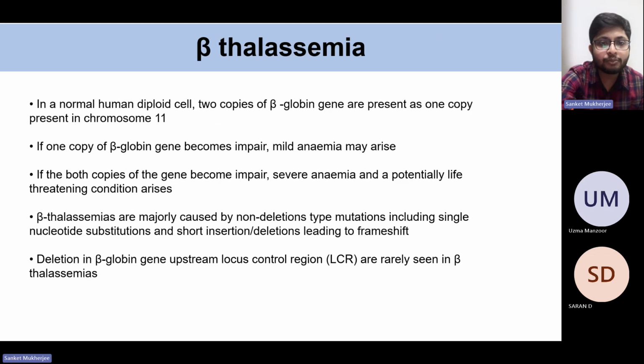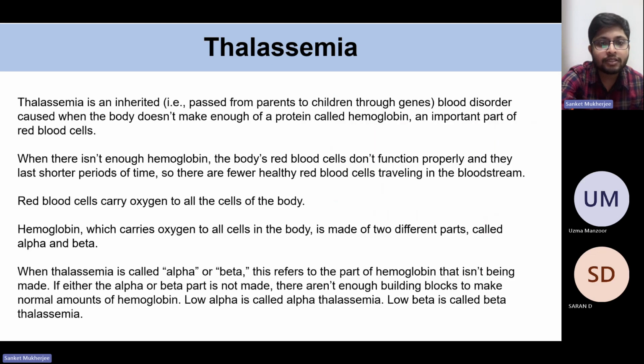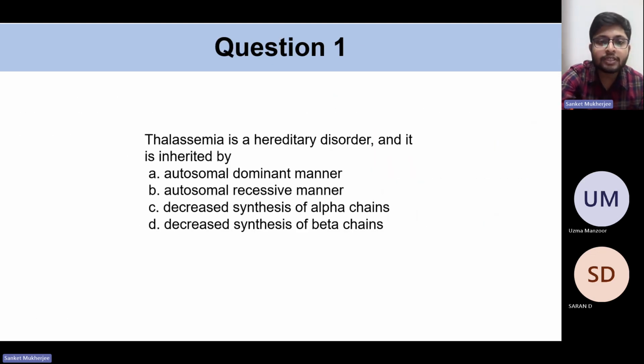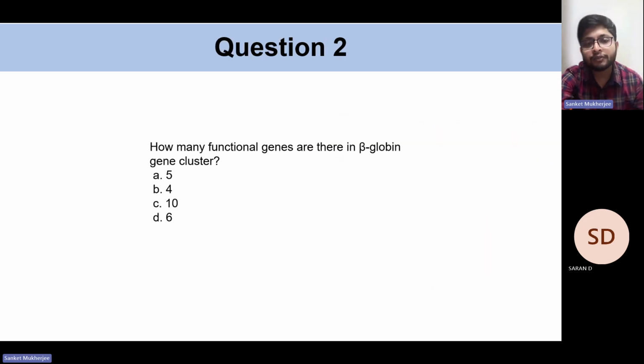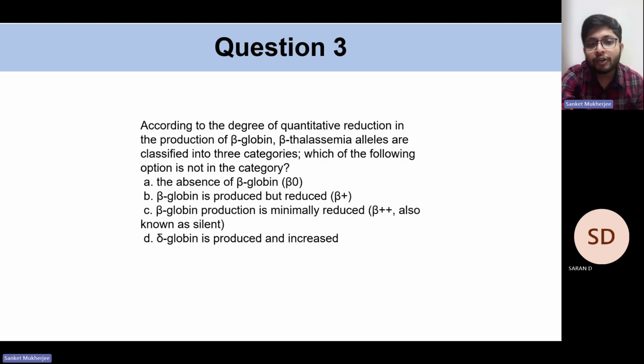Coming to question number 1: thalassemia is a hereditary disorder and it is inherited in an autosomal recessive manner. Question number 2: the functional genes in the beta globin gene cluster. There are 5 functional genes. Question number 3: according to the degree of quantitative reduction in the production of beta globin, beta thalassemia alleles are classified into 3 categories. Which of the following options is not a category? Option D, that delta globin is produced and increased, is not a category.